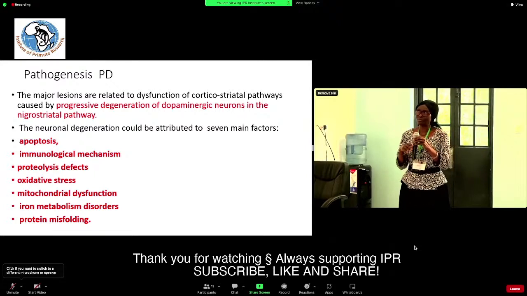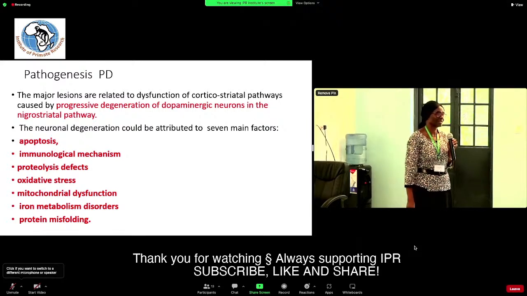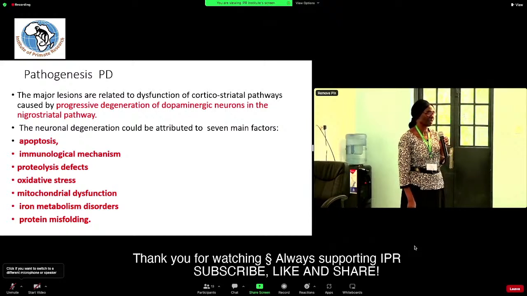I'm using this pathogenesis because the medicines that we are using for treatment really intervene at the pathogenesis and pathophysiology of the disease. As students of pharmacology know, pharmacology is a science that is very much related to pathology, because when you know the pathology of the disease, then you are able to design a medicine to intervene at a particular pathway of the disease.